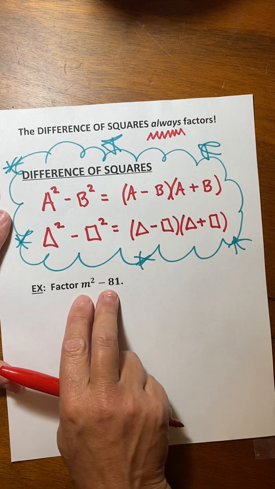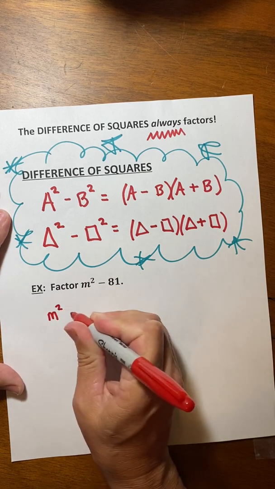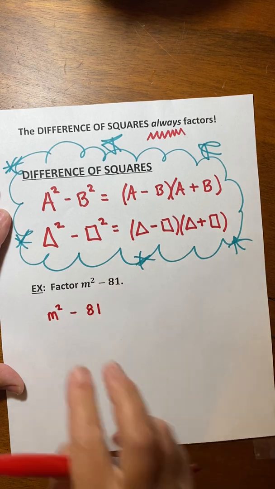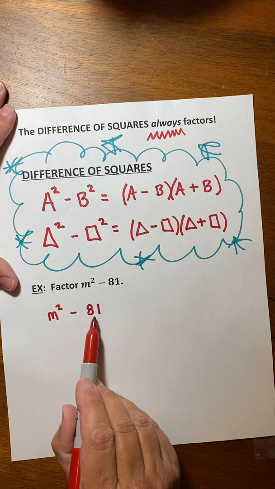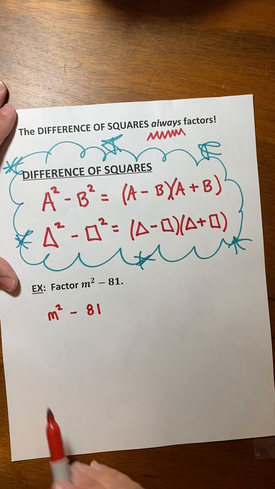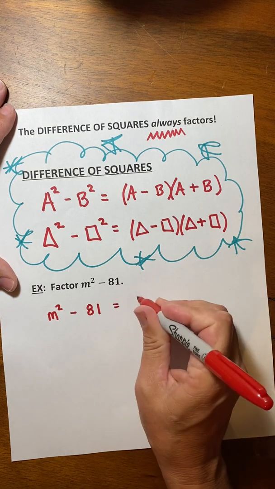If we look at just the two terms, m squared and 81, they have no greatest common factor other than 1. There's no m here, and the coefficient here is 1. So we can't pull out a greatest common factor. We have to remember that's the first thing we always look for. But we can write this.